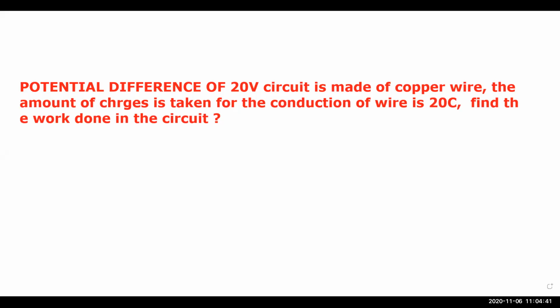Based on the potential difference. So the problem is: the potential difference is 20 volt, and the circuit is made up of copper wire. The amount of charge taken for conduction through the wire is 20 coulomb. Find the work done in the circuit.